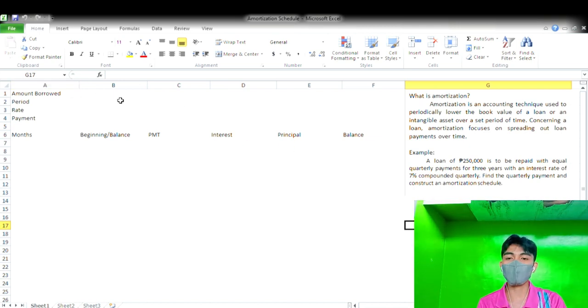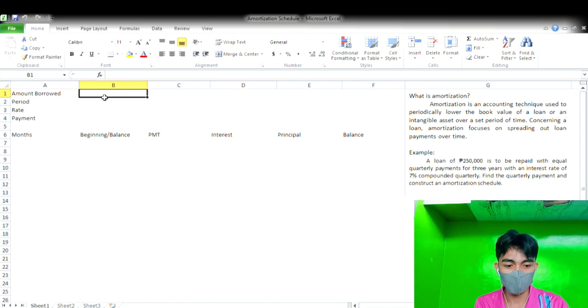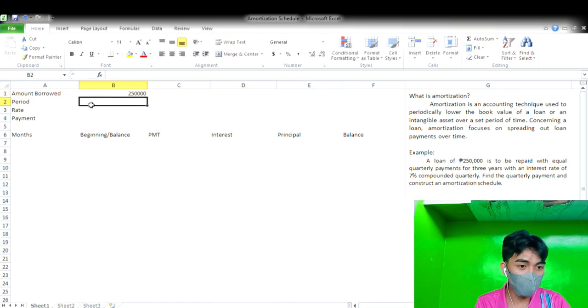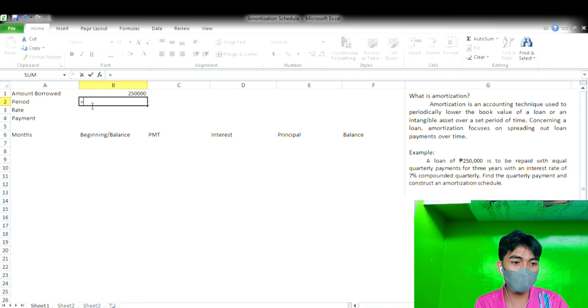Our amount borrowed here is equal sign 250,000, then enter. Then our period here is equal sign. Period is the time and the frequency of conversion. You have 3 years, 3 times the frequency of conversion. Since it is compounded quarterly, our M here is 4.